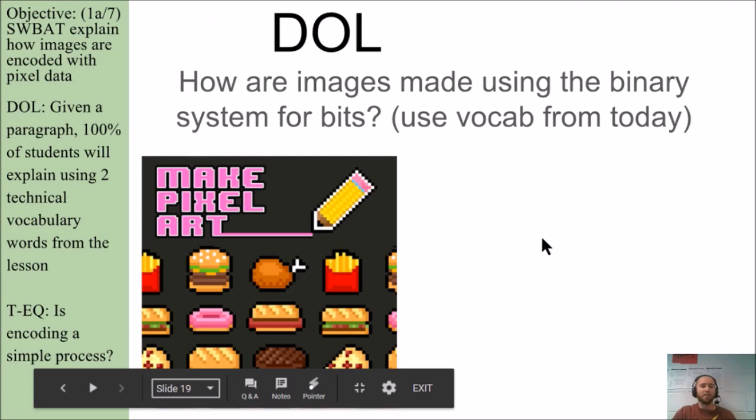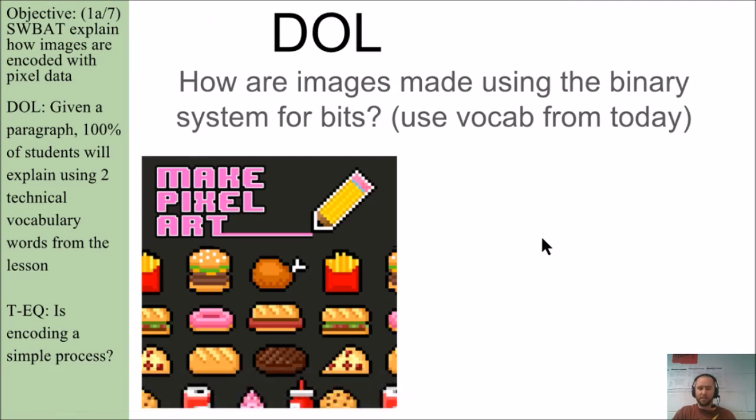So here's the DOL: how are images made using the binary system for bits? Don't forget to use the vocab we learned today.